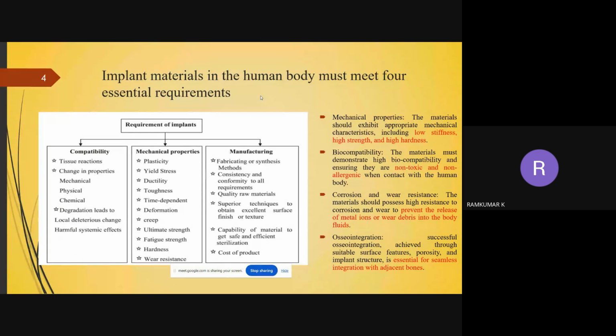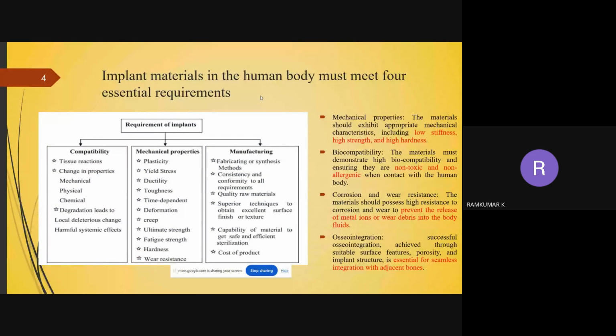And the next one is the mechanical properties. In mechanical properties, first one is plasticity. The material which we are using should be easily shaped to the required form. For example, if we are using a knee bone, it should be easily shaped for that shape. The next one is yield stress. Yield stress is nothing but the minimum stress required. The material which we are forming should be formed with a minimum force.